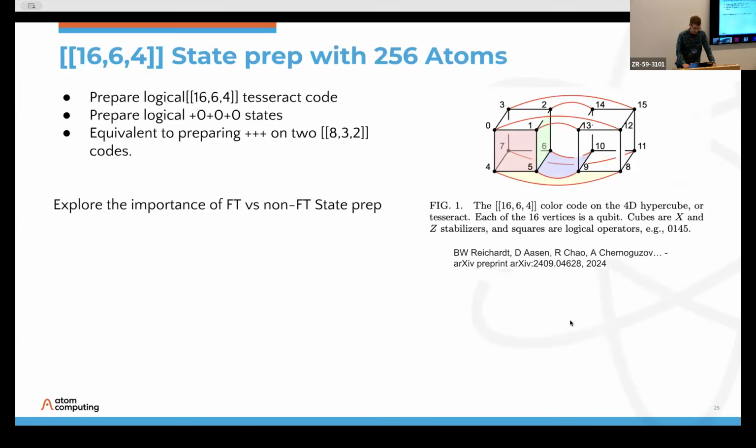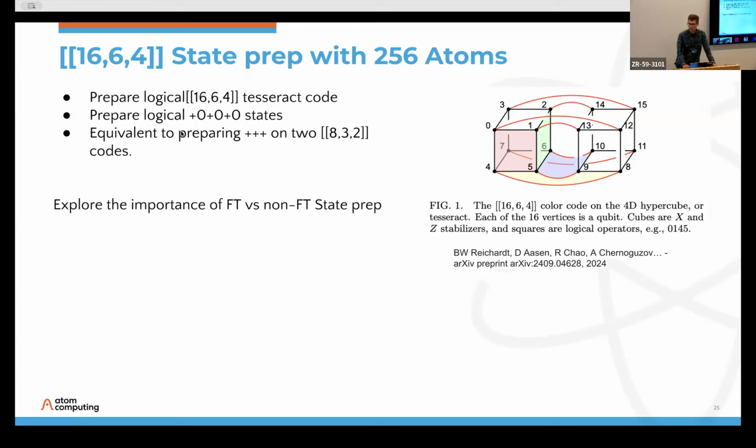I'm not going to talk about the details here because I think it'll be a little tough. But somebody asked, did we use all the atoms? Yes, we did. Here's a code, the 16-6-4 code. If you do 16 blocks of this, you use all 256 physical qubits. 6 times 16 gives you 96 logical qubits.